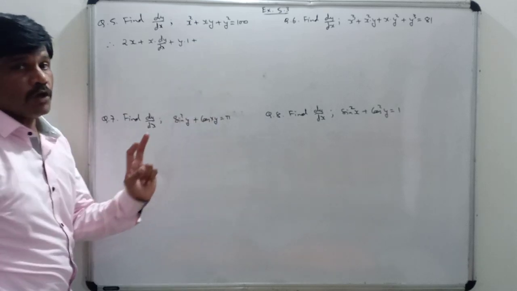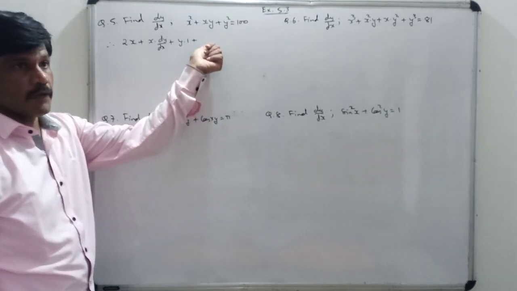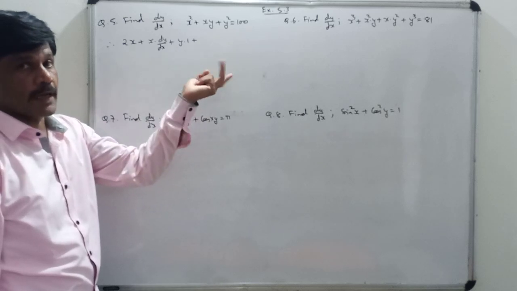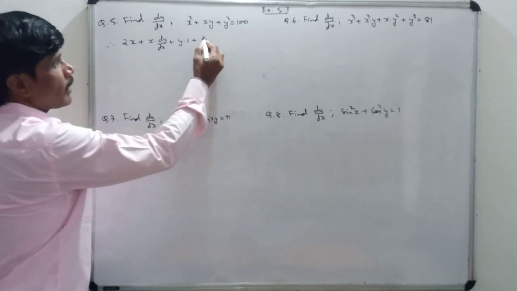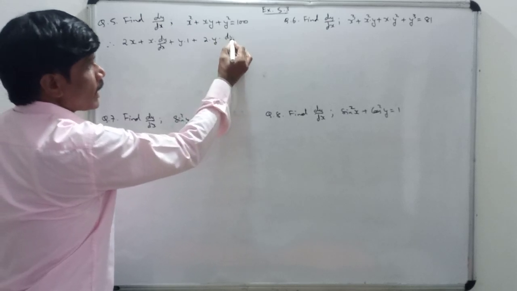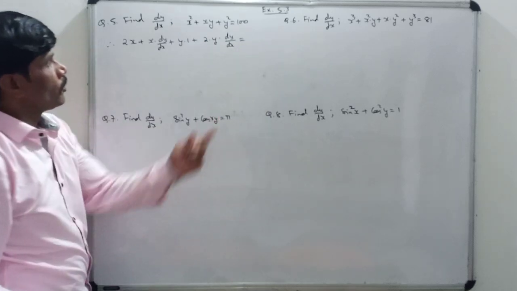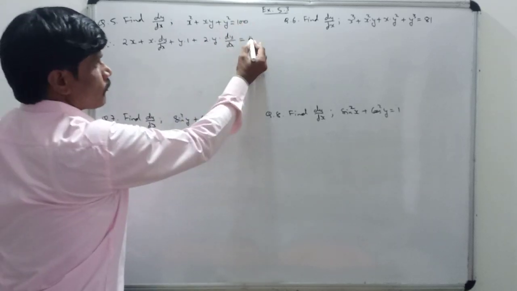Plus what is derivative of y square with respect to x? It is in the form of fx raised to n. What is derivative of x raised to n? N into fx raised to n minus 1 into f dash x. So derivative of y square will be 2 into y raised to 2 minus 1, that is 1, into derivative of y with respect to x is equal to derivative of 100, that is constant. Derivative of constant is 0.